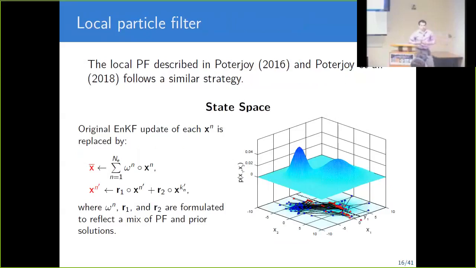So are the X_k,n primes resampled? Yeah. So k,n is the index. Those are resampled according to the non-localized weights. Yeah, exactly, yes. And so you can see the deficiency in this method is you have a resampling step for every observation. And so I would say that's probably the biggest drawback of this method compared to some of the others out there.